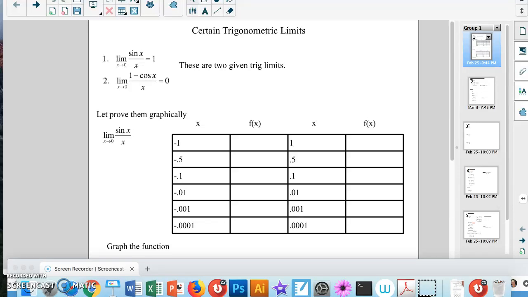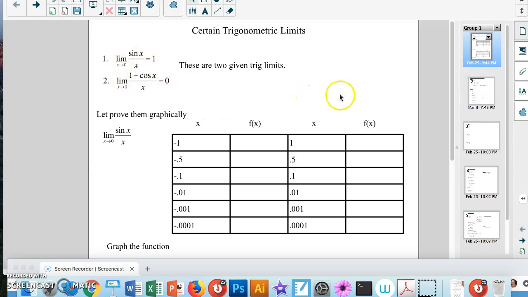Okay, so let's look at trigonometric limits. There are two that you need to look at. The first one is the limit of sine of x over x as x goes to 0. That one always equals 1. And the other one is the limit as x goes to 0 of (1 minus cosine x) over x, which equals 0. So these are two that you need to memorize. There's just no question, you're going to memorize them.